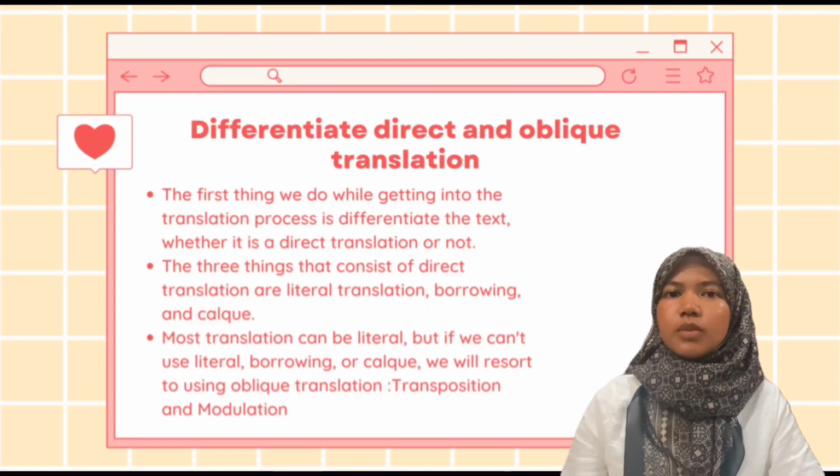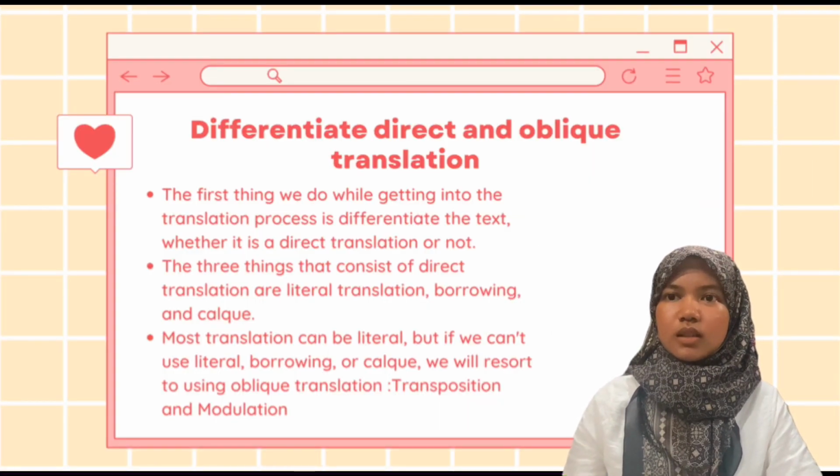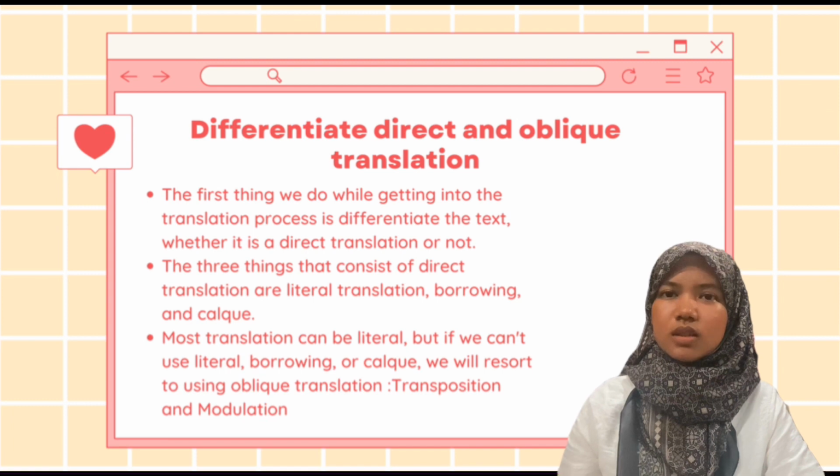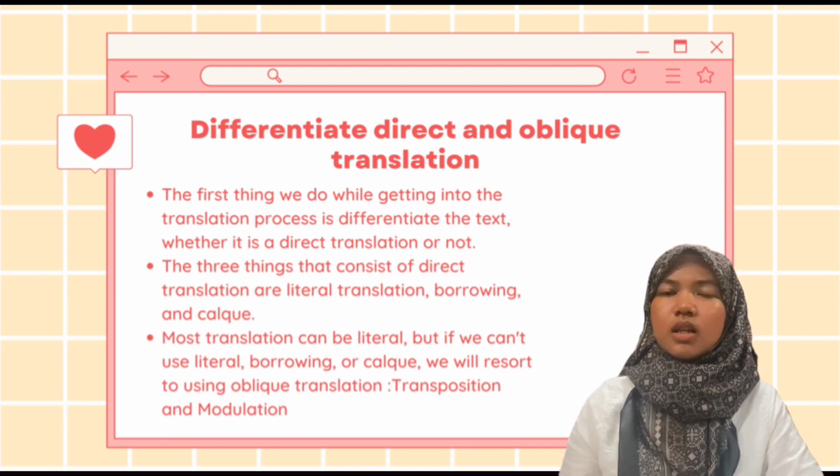Next, another significant problem that we found during translating this brochure is differentiating direct and oblique translation. The first thing that we do while getting into the translation process is differentiate the types, whether it is a direct translation or not. The three things that consist of direct translation are literal translation, borrowing, and calque.